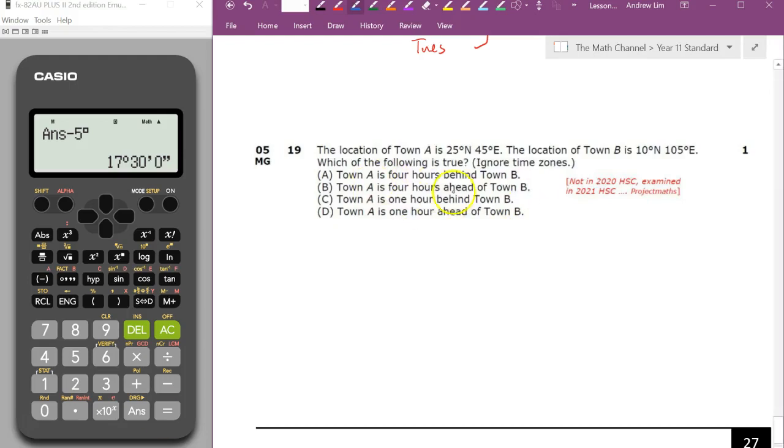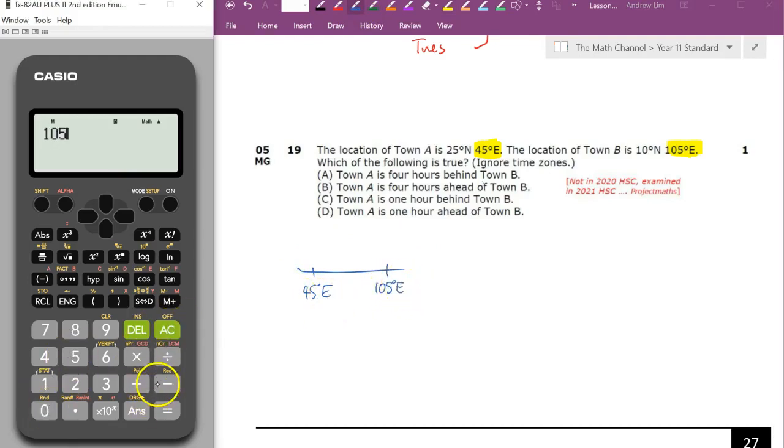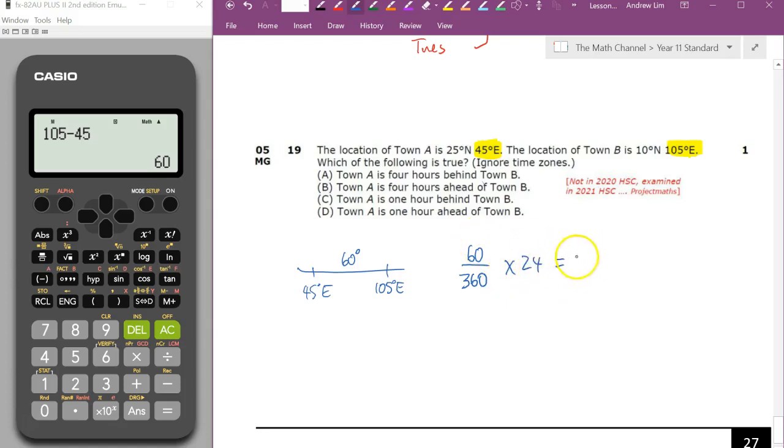All right. Because we're talking about time difference, we need to look at longitude only. So we got 45 degrees east and 105 degrees east. Because they're both east, we can just minus them. 105 minus 45, 60 degrees. 60 degrees difference. Well, how many hours is that? 60 out of 360 times 24. That's 1/6 of 24. That's 4 hours. All right. So we know there's a 4-hour difference. So it's not C or D.